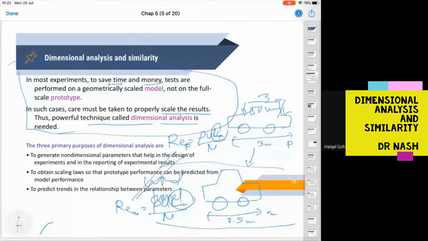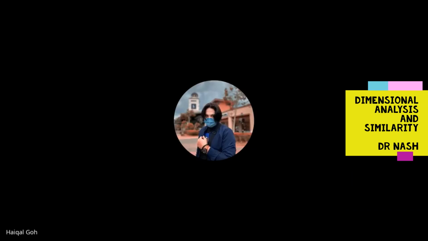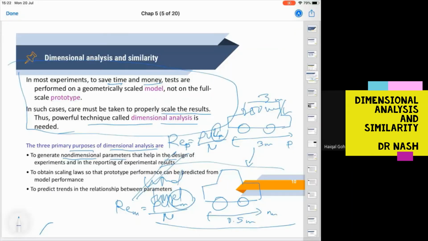Okay, so the three primary purposes of dimensional analysis are: first, to generate non-dimensional parameters that help in the design of experiments and in the reporting of experimental results. Okay, so basically kita nak jimat cost, nak jimat masa, tapi kita very sensitive on the outcome, on the results.